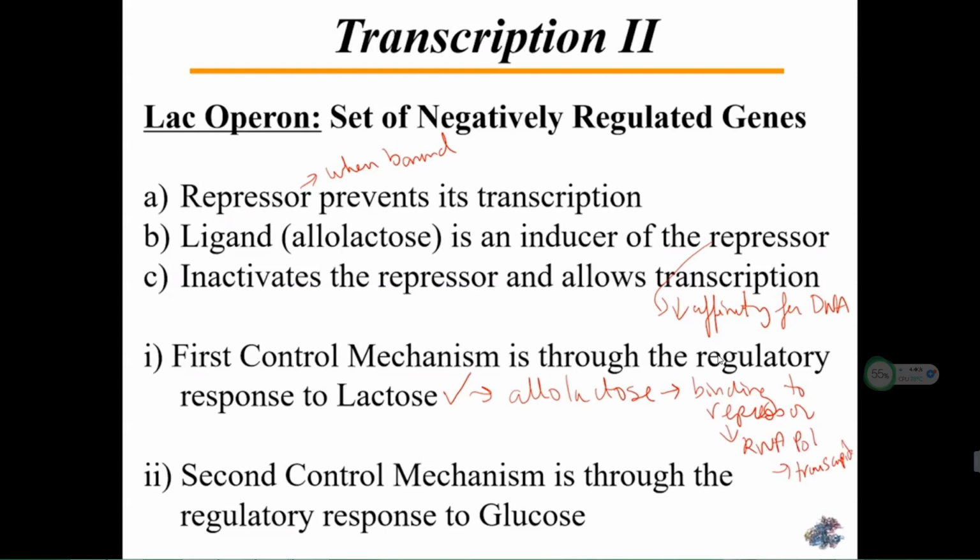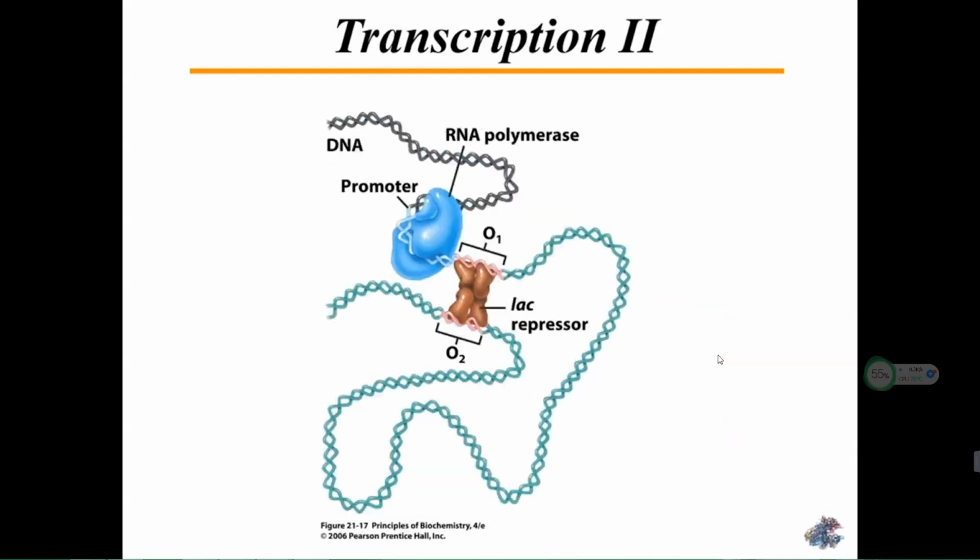We're also going to touch on a secondary control mechanism, and that's through the regulatory response to glucose, which we'll see in just a few minutes. All right, so this diagram will actually depict in a cartoon fashion what happens in 3D when we have the lac repressor binding. As we mentioned, we talked about the operator region that's found near the promoter region, which is found right over here.